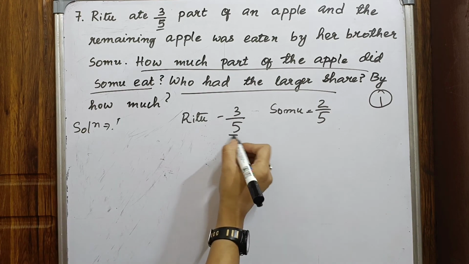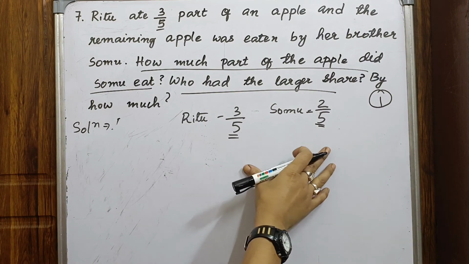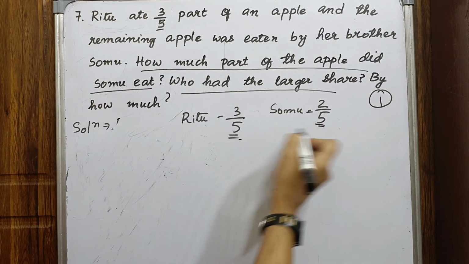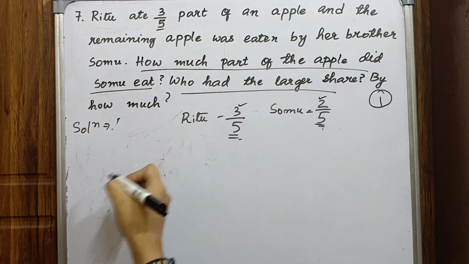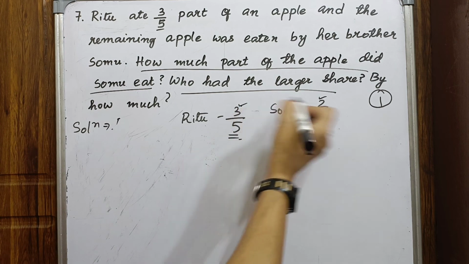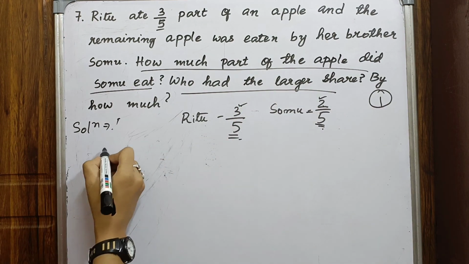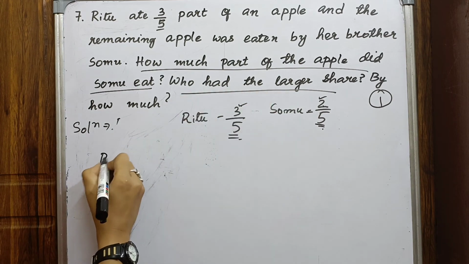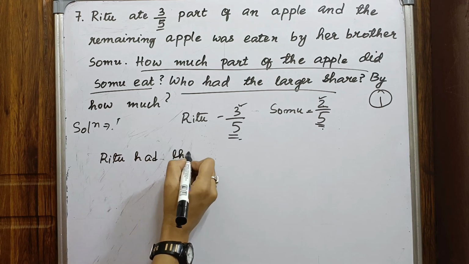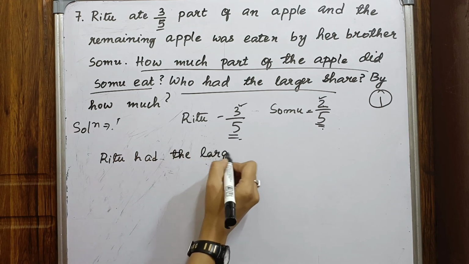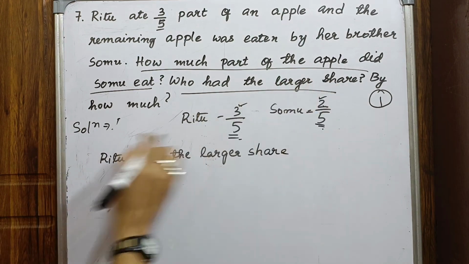So the denominator is the same. So no need to find the LCM. If the denominator is the same, you can directly find the answer from the numerator itself. So what is in the numerator? 2 and 3, so you can directly say that 3 by 5 is greater, which is the part eaten by Ritu. So we will write: who had the larger share? Ritu had the larger share.